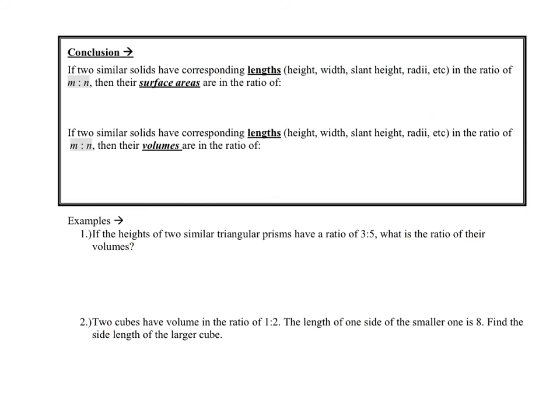Okay, so let's write down what we just found out. If two similar solids have corresponding lengths, again, their height, width, slant height, radii, in the ratio of m to n, then their surface areas are going to be in the ratio of m squared to n squared. And if two similar solids have corresponding lengths in the ratio of m to n, then their volumes are in the ratio of m cubed to n cubed.